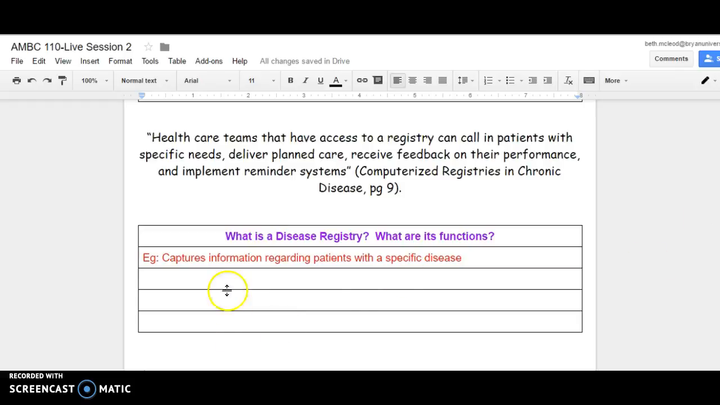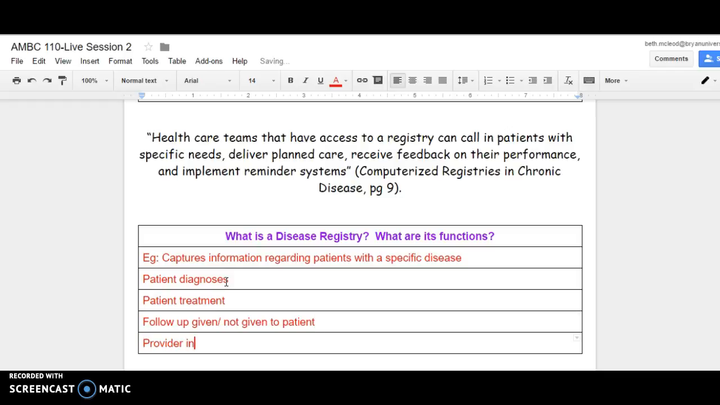Still talking about registries, what is a disease registry and what are its functions? Disease registries are made to capture information regarding patients with a specific disease. So for example, we're talking about a diabetes registry with our case study. It's going to track patient diagnoses, patient treatment, any follow-up given to patient, or any follow-up not given.